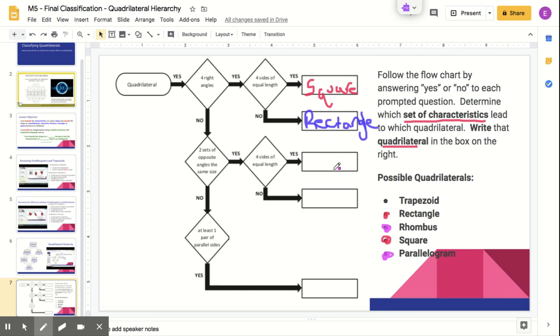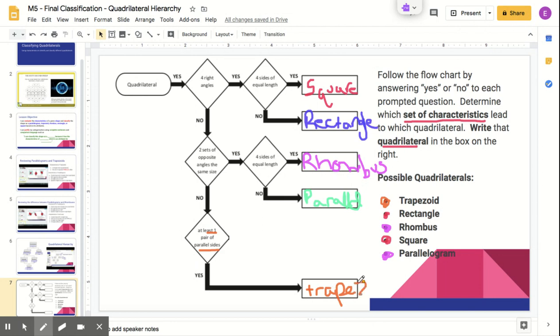If they're equal in length, I know it's a rhombus. Because rhombuses have to be equal in length. If it's not equal in length, I know it's going to be a parallelogram. I'm just going to put parallel. Okay? Which leaves me with just one answer. My trapezoid. They don't have to have opposite angles the same size, and they need 1 pair of parallel sides. So my last one is a trapezoid.